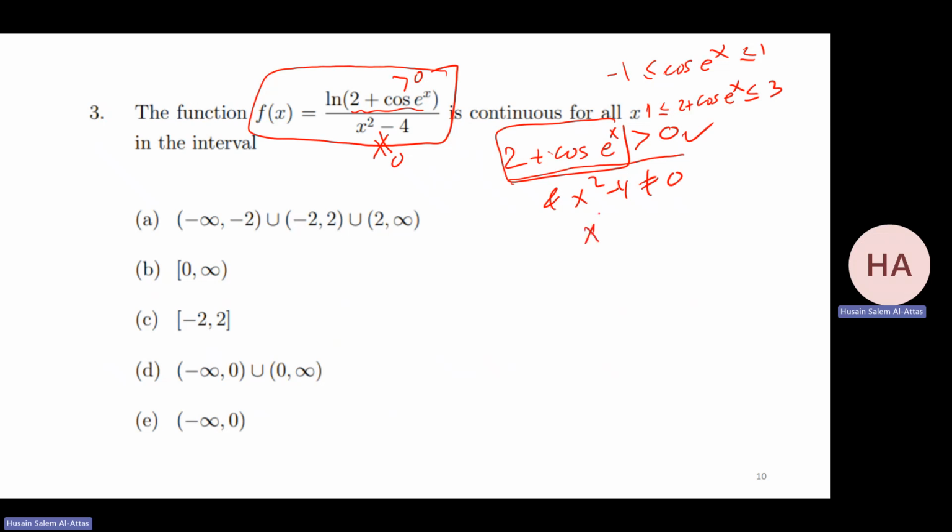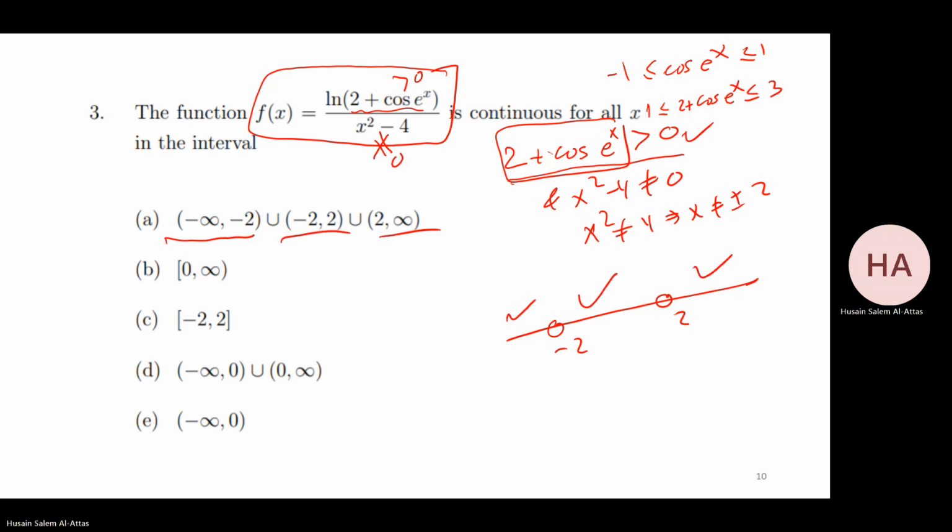For this one, I want x squared not equal to 4, so x not equal to plus or minus 2. So I need to avoid -2 and 2. So the domain will be minus infinity to -2, then -2 to 2, then 2 to infinity.